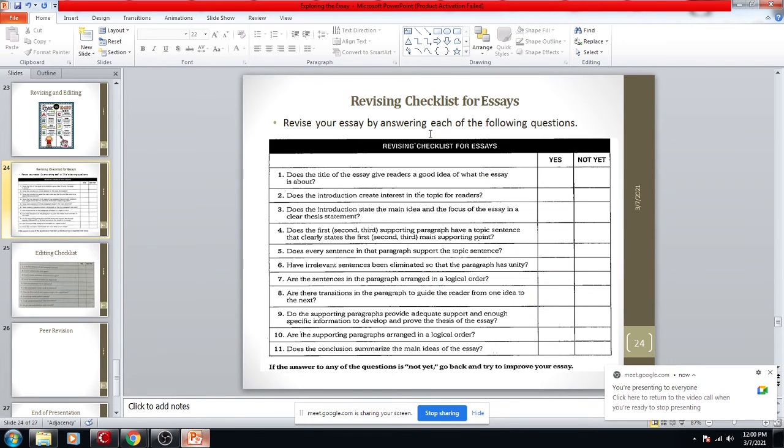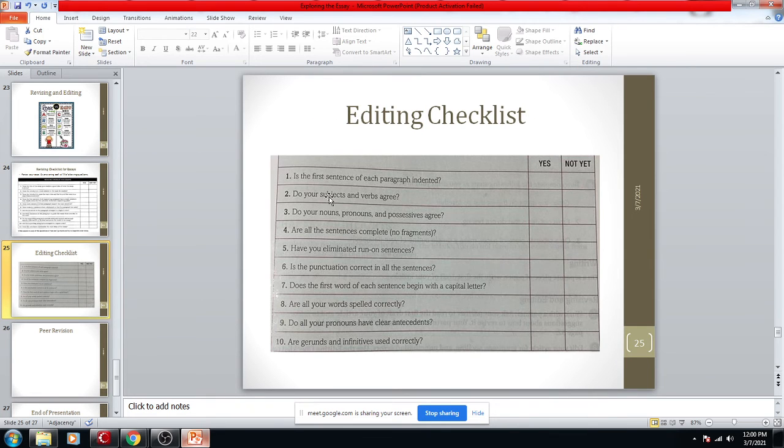After you do that, you have 2 checklists. This checklist is for revising, so you go through it. Does the title of the essay give readers a good idea of what the essay is about? Does the introduction create interest in the topic for readers? So yes or no, and you fix what is not. And then you move to editing after revising.